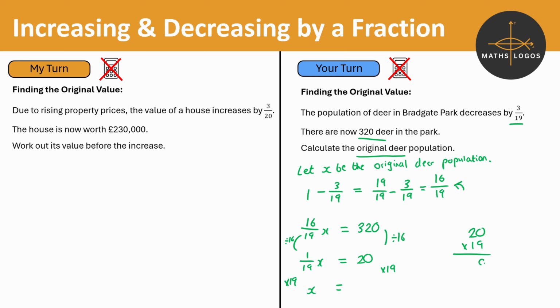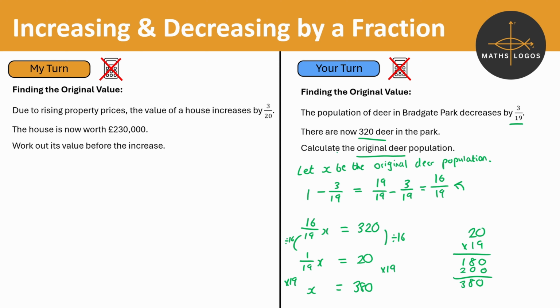9 multiplied by 0 is 0. 9 multiplied by 2 is 18. I'm going to start to do 1 multiplied by this, but I have to remember I'm in the tens column, so I'll put down a 0. 1 multiplied by 0 is 0. 1 multiplied by 2 is 2. Add those numbers together to give you an answer of 380.